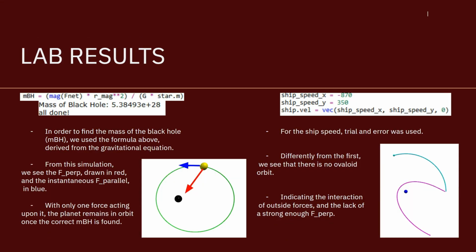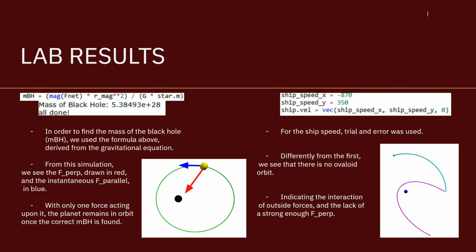Now that we know this, we can get into some of our lab results. As we see here, I have listed one line of my code which finds the end product of the mass of the black hole, otherwise known as the MBH. We use this formula given above, which is derived from the gravitational equation, if we recall, the universal gravitation constant times the big M times little m over r squared.